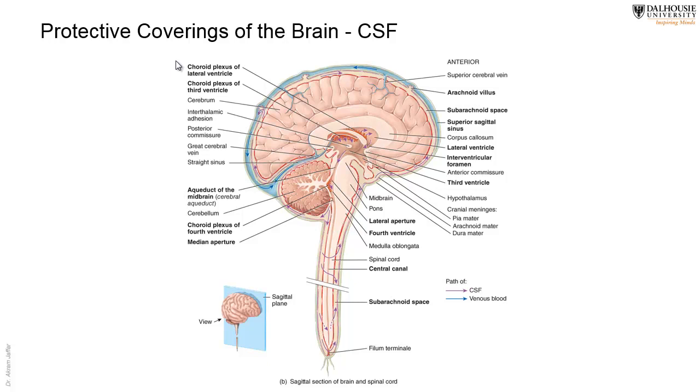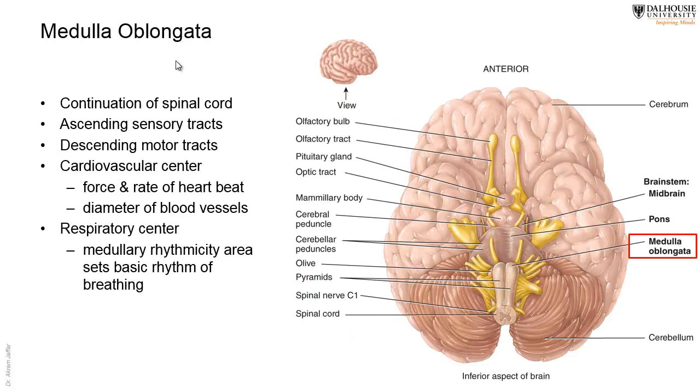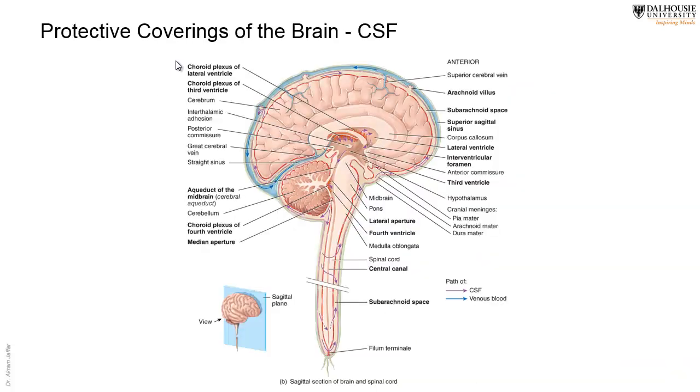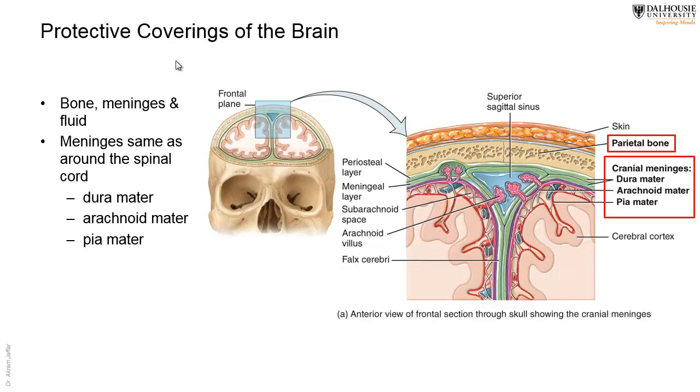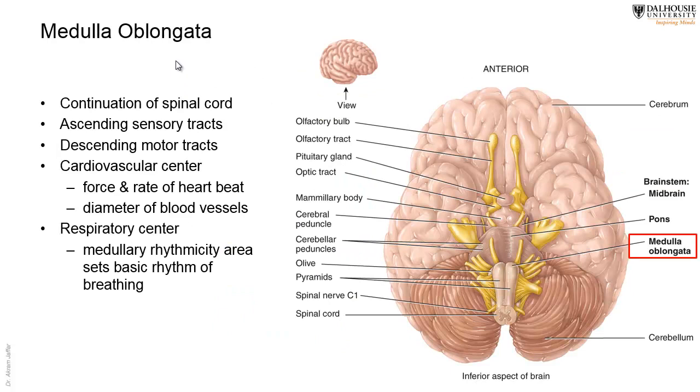We're going to talk about that next time. So I'm just mentioning it today as part of the protective coverings of the brain. Again, it's bone, meninges, and the fluid, which is the cerebrospinal fluid.